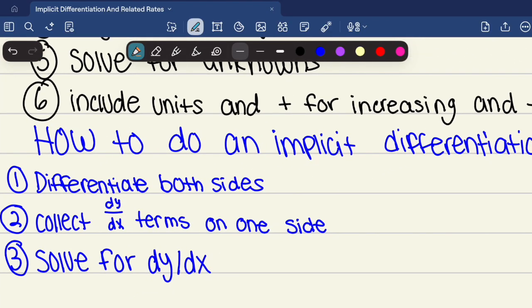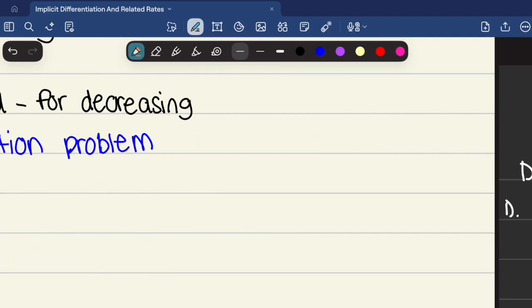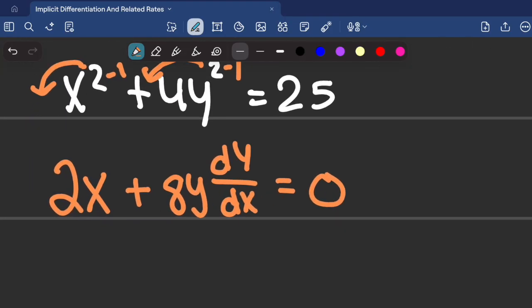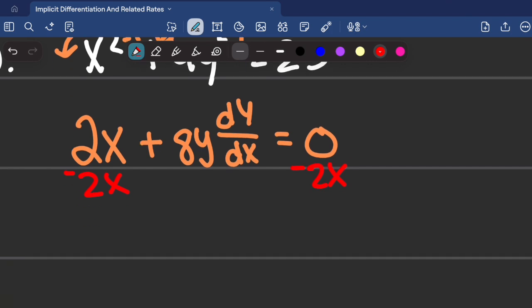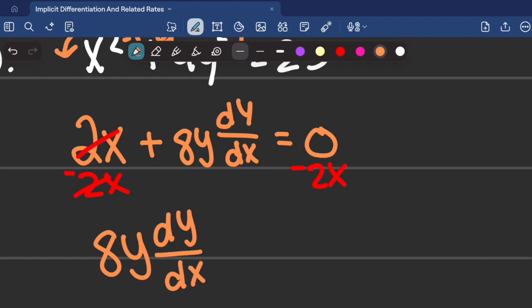Okay, so now you need to collect dy over dx terms on one side and then solve for dy over dx. Well, we only have one term that has dy over dx, so this shouldn't be too difficult, but we need to get rid of any term that does not have dy over dx because we are solving for dy over dx. So I'm going to move 2x over to the other side because we are trying to isolate dy over dx. And now we're left with 8y dy over dx is equal to negative 2x.